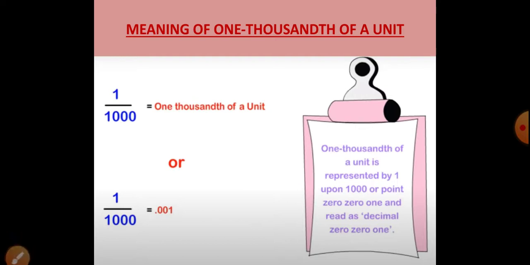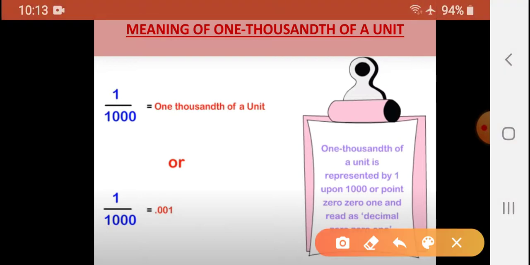Meaning of 1/1000th of a unit. Children, we have seen that 1/10 of a unit is represented by 1/10 or 0.1. 1/100th of a unit is represented by 1/100 or 0.01. Similarly, 1/1000th of a unit is represented by 1/1000 or 0.001. 0.001 is read as decimal 0 0 1.